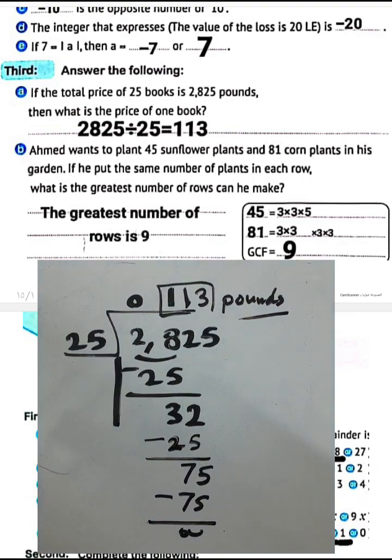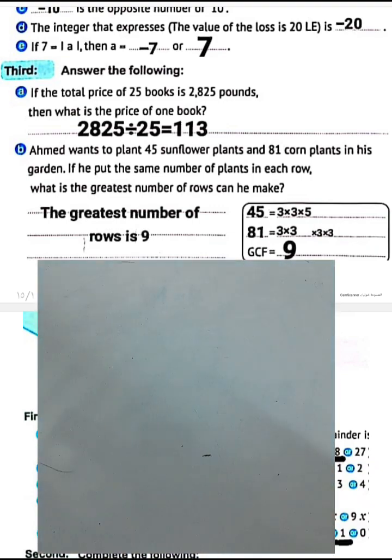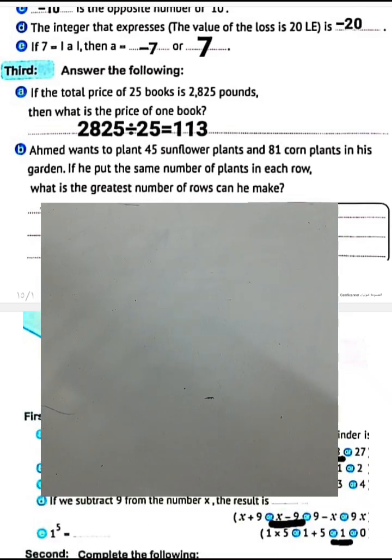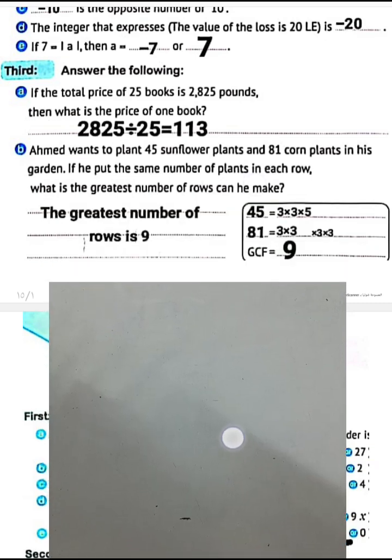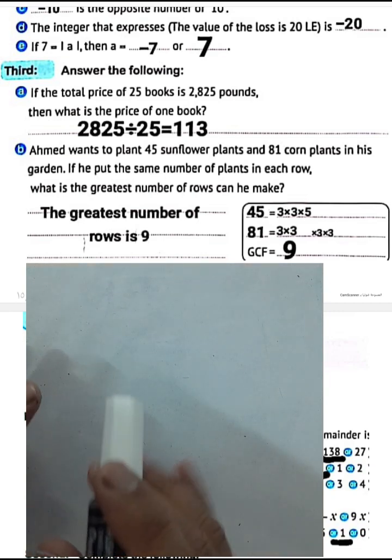Okay, question letter B. Look at with me the word problems here. Ahmed wants to plant 45 sunflower plants and 81 corn plants in his garden. If he puts the same number of plants in each row, what is the greatest number of rows he can make? We can use this method: find the least common multiple or greatest common factor. We want to find the greatest common factor between two numbers.